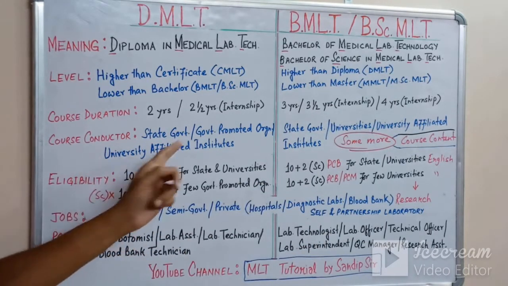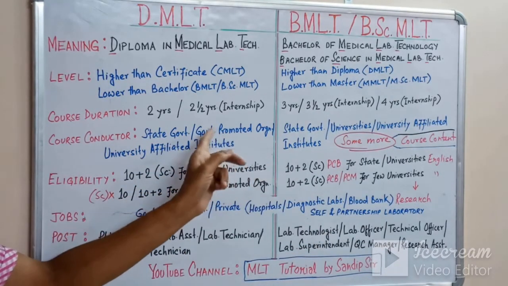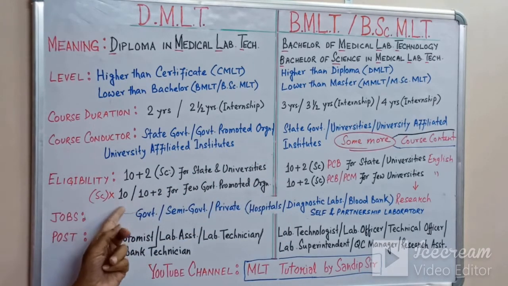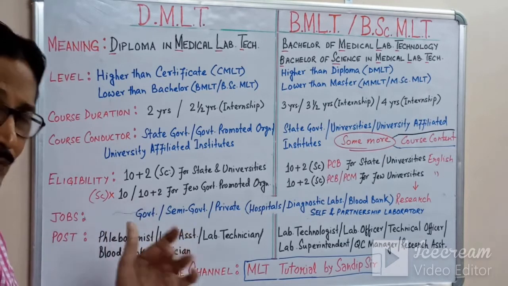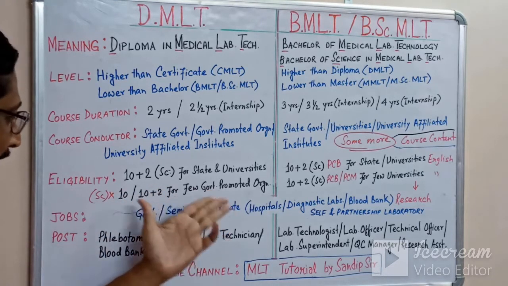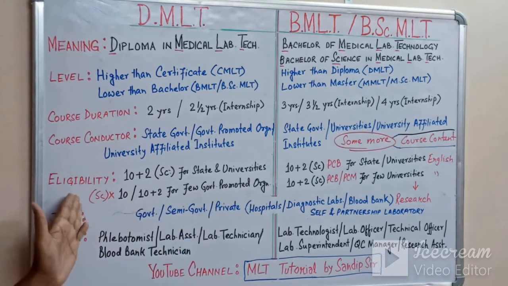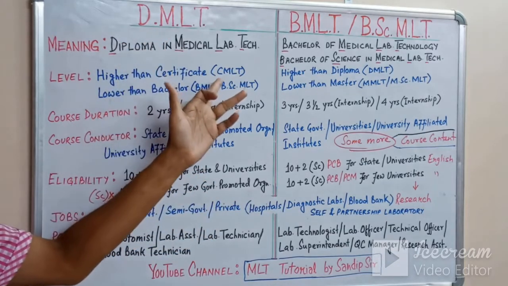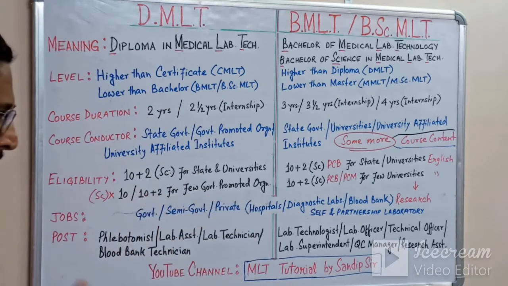And these types of institutes, the government promoted organizations, allow 10th pass students or 10 plus 2 students, whether the stream is arts, science or commerce, to study the diploma courses without science, and many students obviously gain from that.